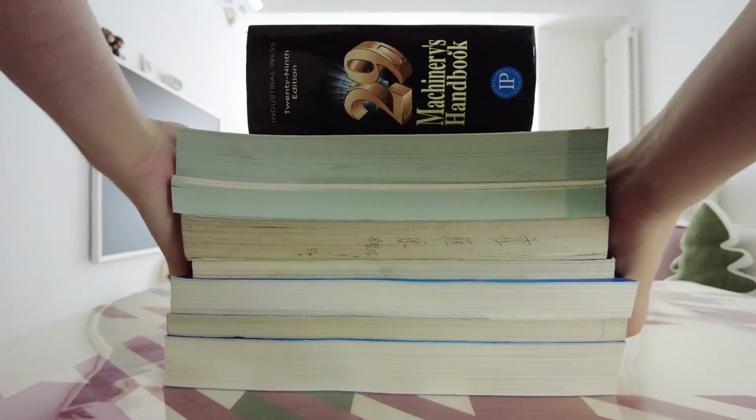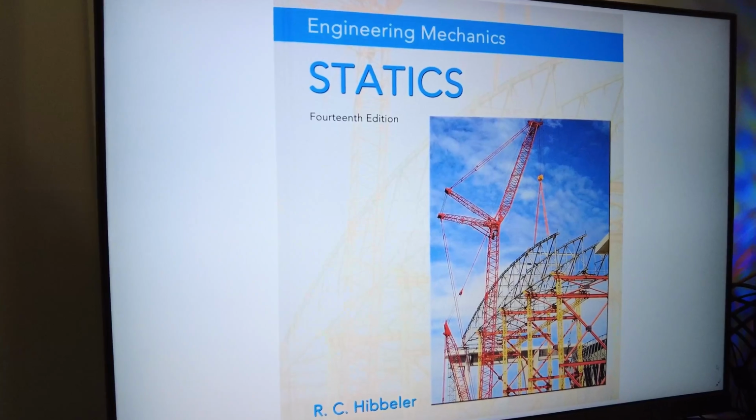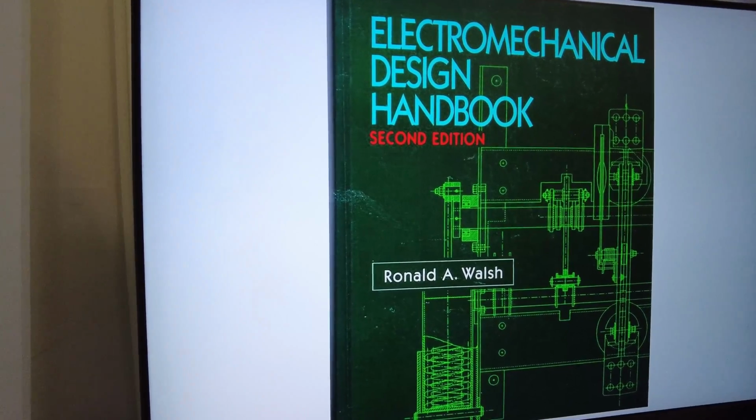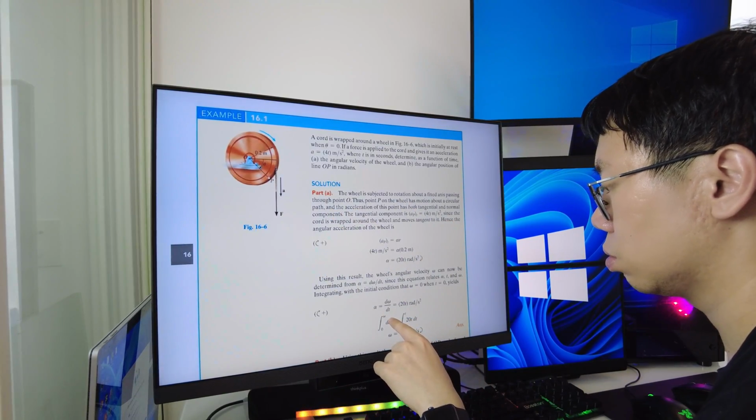Read all of my textbooks: heat transfer, thermodynamics, fluid mechanics, mechanics of materials, material science, statics, dynamics, electromechanical design, and manufacturing processes. Don't remember anything, but my confidence level is off the charts.